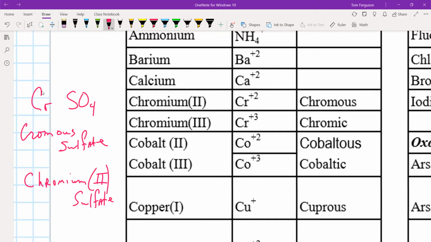I'll ask you if there are two names, please list two for full credit. Now, again, a lot of schools don't want you to know this. They say, oh, they have to memorize too much. But the problem is if you look on your candy bar for the ingredients list, they're not going to say chromium 2 sulfate. Never. They'll never say that. They'll say chromous. And I want you to be aware that there are two names.